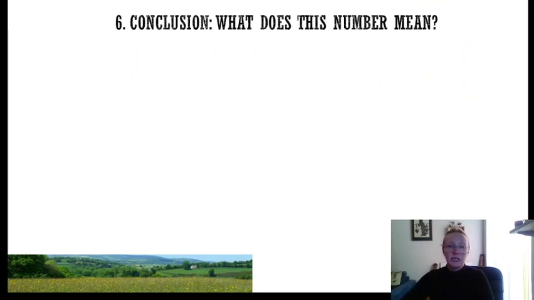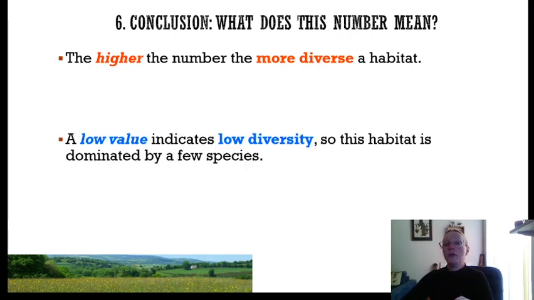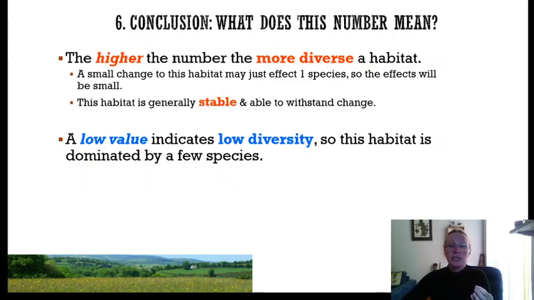So lastly, we need to think about what that number actually means. So writing a conclusion. The higher the number, the more diverse a habitat is. And if you've got a low number, then that indicates you've got a less diverse habitat, so it's dominated by just a few species. If you've got a higher biodiversity, it means that if you've got a small change in that habitat, it's only going to affect one species, and therefore it's going to have very little effect on other species in that habitat. So it's fairly stable and it's able to withstand change.